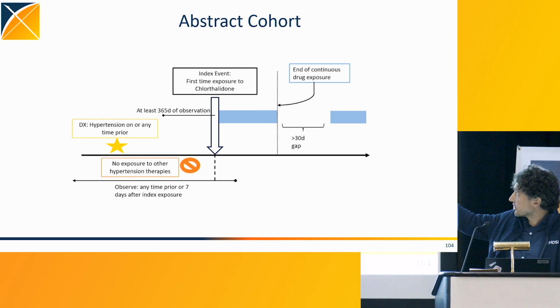So index event, first time exposure of chlorothalidone, at least 365 days of exposure, have to have prior hypertension, no exposure to hypertension therapies afterwards, and this is the exit. So I draw this. I know there's different ways of doing a cohort drawing. I like to draw the cohort as the logic first, and then you can look at the types of analysis you would do post-index and whatnot in a separate drawing, but that's for another time.